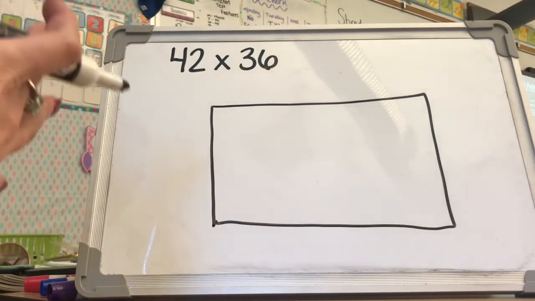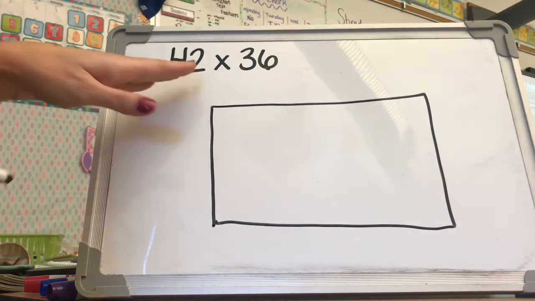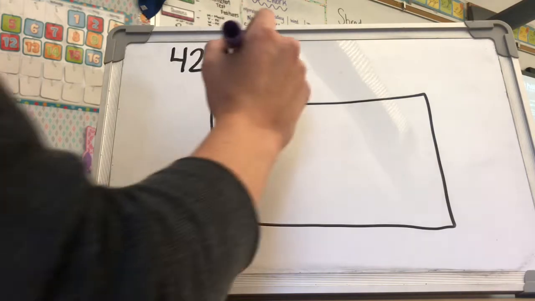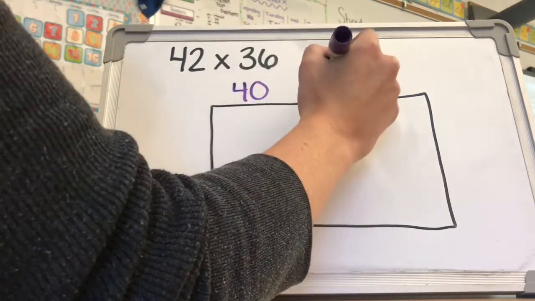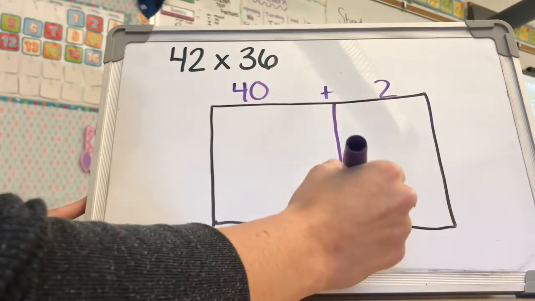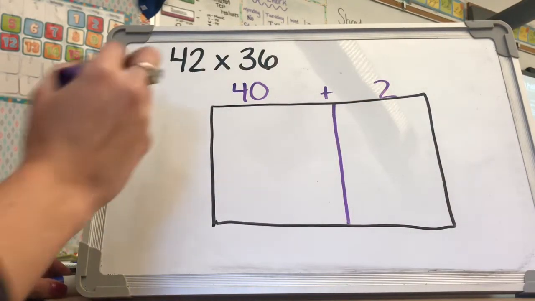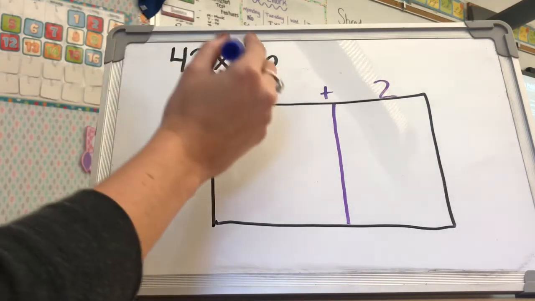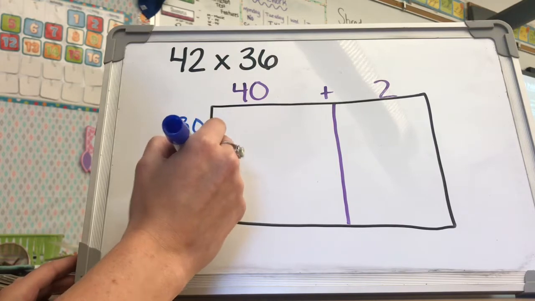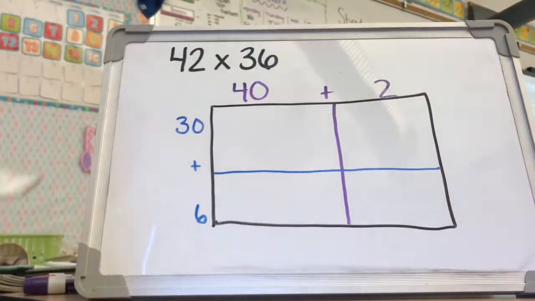An area model is breaking down your numbers. So 42 you want to put in expanded form. So that would be 40 plus 2. And go ahead and draw that line where that plus sign is. Next, we want to look at our second number, 36. 30 plus 6. Again, we're putting that number in expanded form.